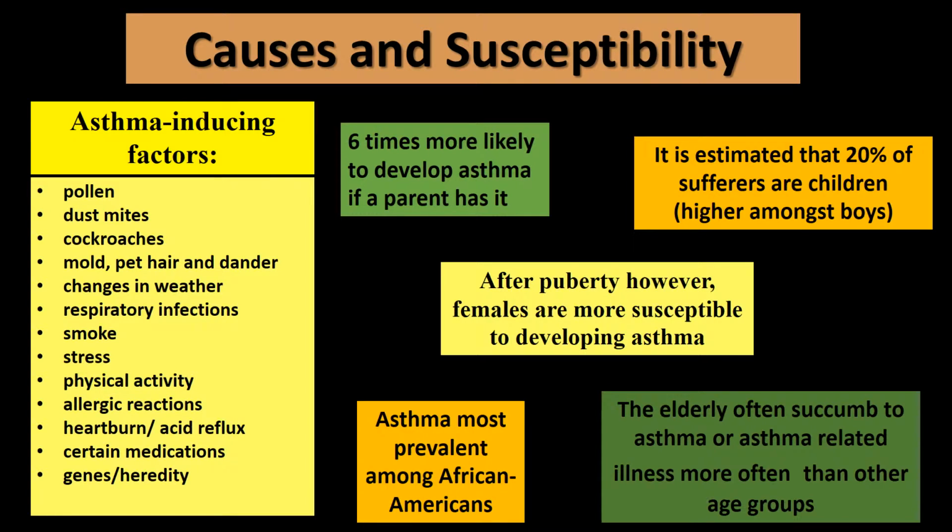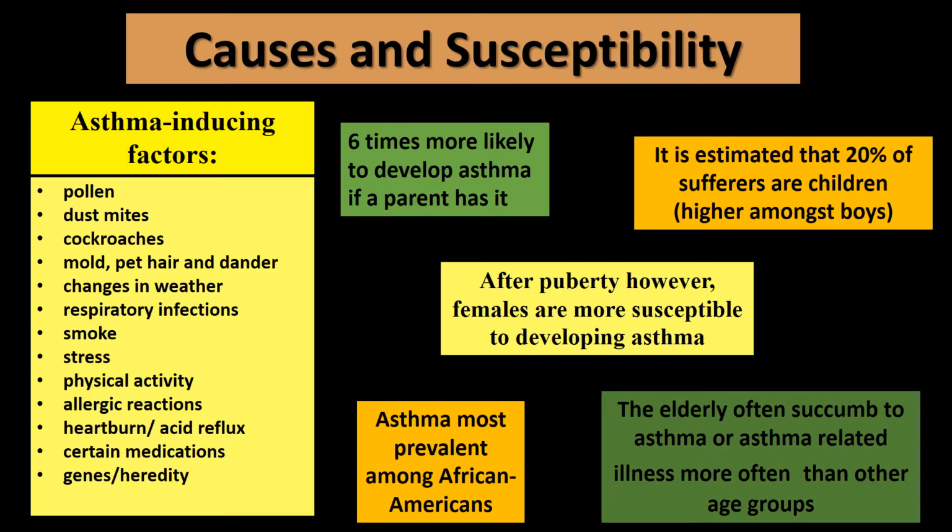So the most common asthma-inducing factors, mainly for extrinsic asthma, would be pollen, dust mites, cockroaches, mold, pet hair, dander, changes in weather, respiratory infections, smoke, stress, physical activity, allergic reactions, heartburn, acid reflux, or GERD, certain medications, and genes or heredity. Some susceptibility: you are 6 times more likely to develop asthma if one or both of your parents have it.